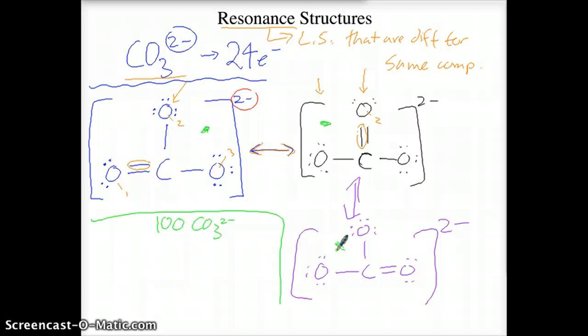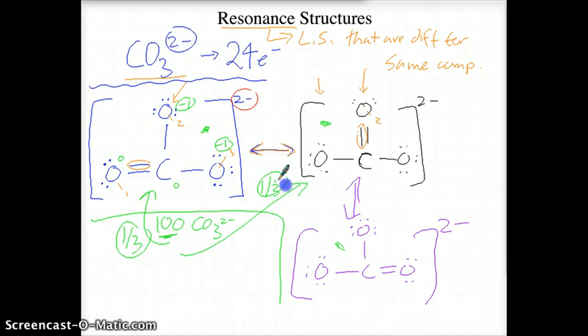In terms of, there will be 2 oxygens with a -1 charge, these ones here, and then carbon with 0 and an oxygen with 0. It just changes which oxygen it is. So out of these 100, 1/3 of them would look like this, 1/3 of them would look like this, and 1/3 of them would look like this. They're all equivalent energetically.